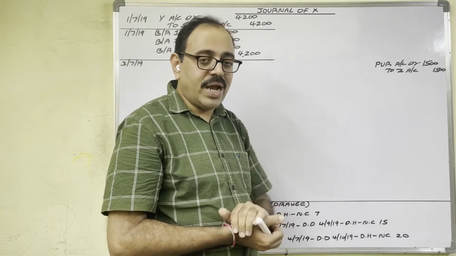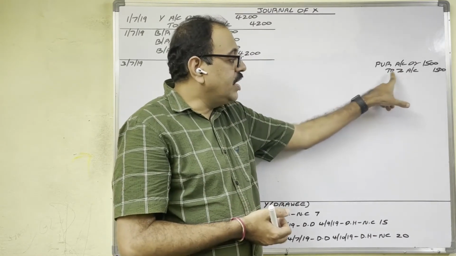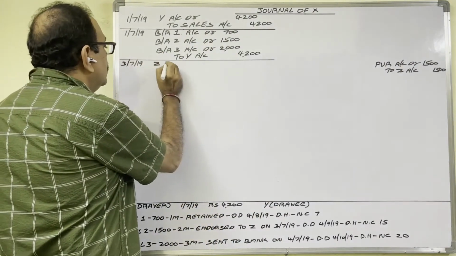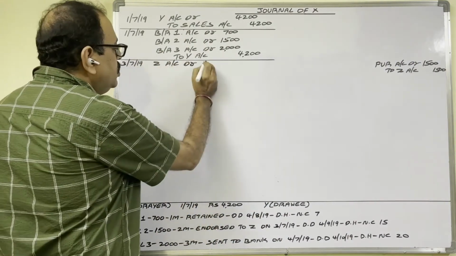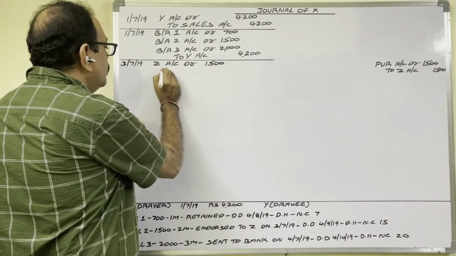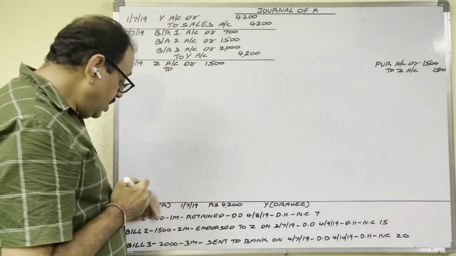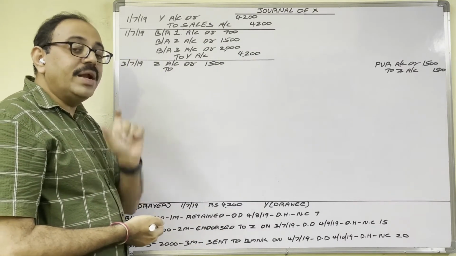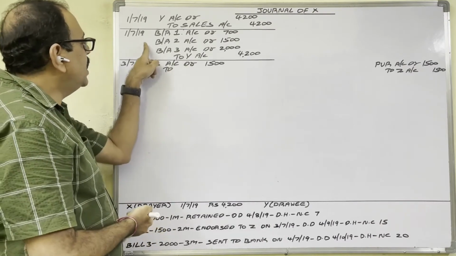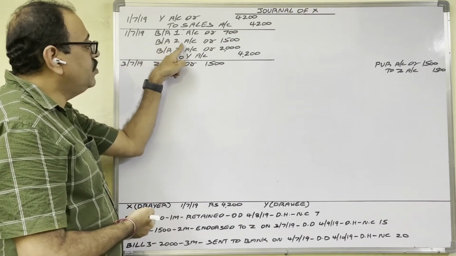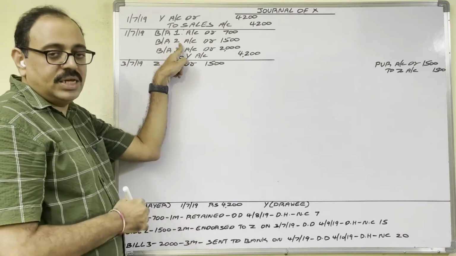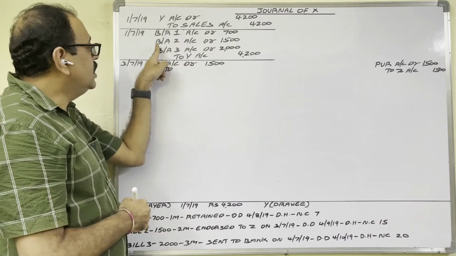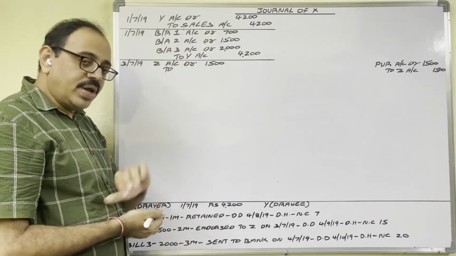Means Z account we should cancel. By crediting, we created Z account. If you want to cancel, you have to debit. Z account debtor amount 1500. Second, X is giving the second bill to Z. Now the second bill will get cancelled because in the second entry we wrote that an asset is there with us. Bills receivable asset is there. But now this asset we have given to Z. Now with us the second bill is not there. So we have to cancel.